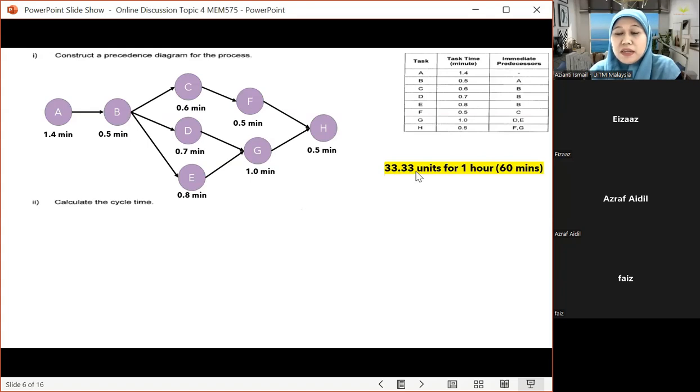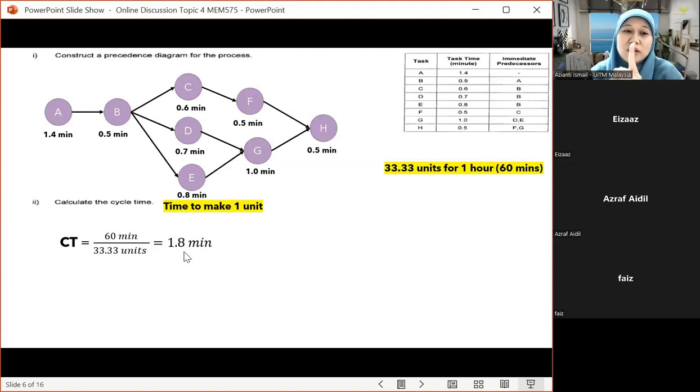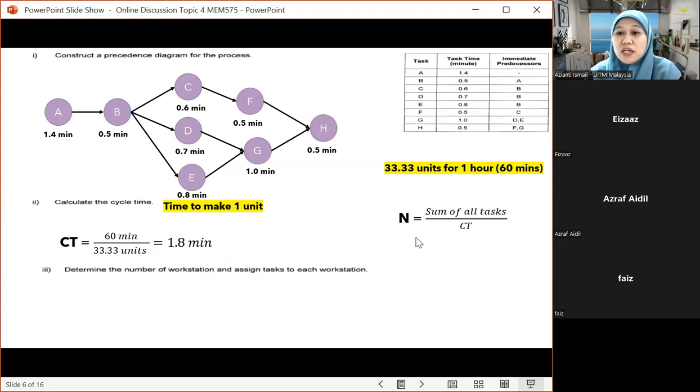To calculate the cycle time, we have the information from earlier: in 60 minutes there are 33.33 units. So 1 unit is 60 divided by 33.33, so 1.8 minutes. So to make one item takes 1.8 minutes. Okay, now we have the cycle time, then it says determine the number of workstations. So we can use this formula, the sum of all tasks, 6 minutes, divided by CT, CT is 1.8.